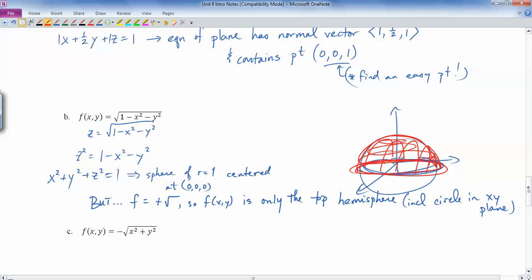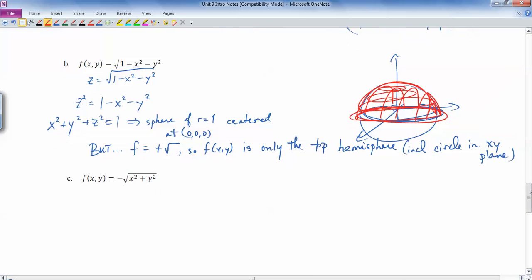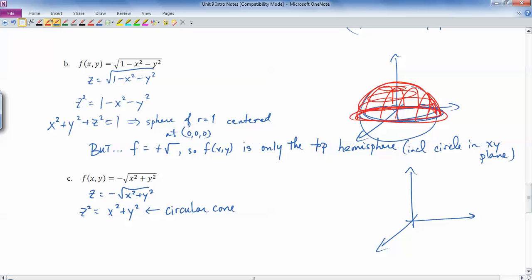All right, let's look at the next one. So negative root x squared plus y squared. So I'll call that z again. Z equals negative root x squared plus y squared. And if you're not sure what that is, then square both sides. And the negative goes away. Well, this right here is a circular cone. So that's this shape here. I'll do this one in black. Like that.